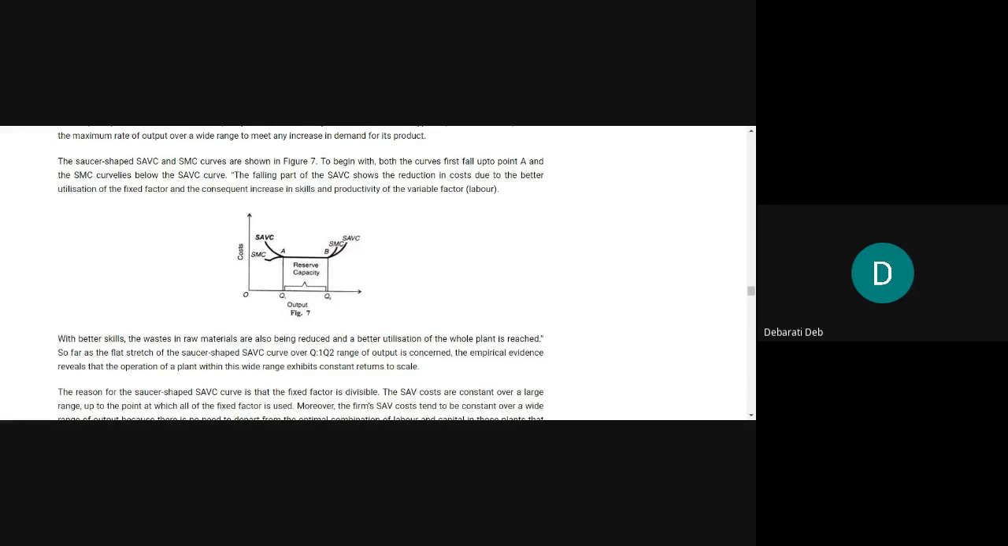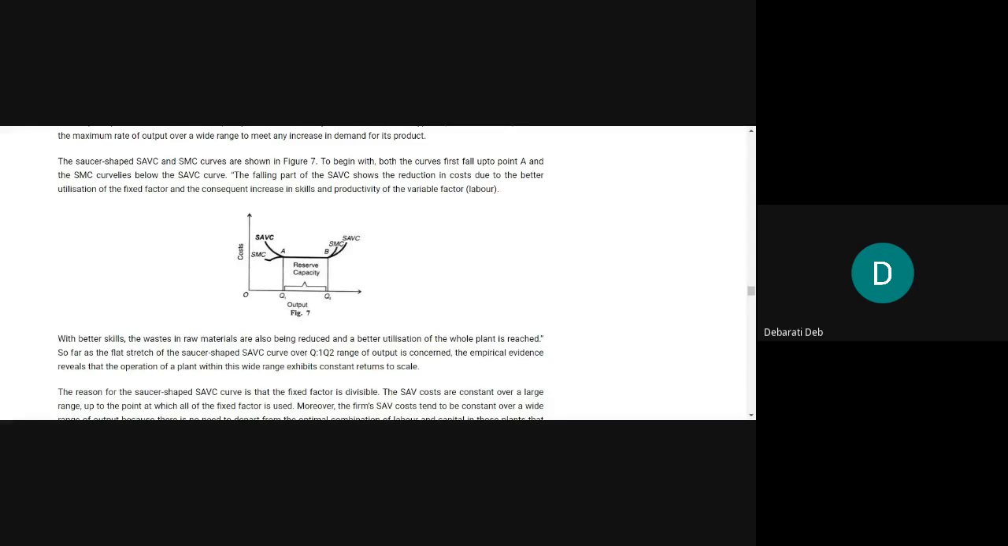Now, the saucer-shaped SAVC and SMC curves are shown in figure 7. The figure which you can see on your screen shows the saucer-shaped SAVC and SMC curves. Draw this diagram in your copy, please. On the x-axis, you will draw output. On the y-axis, you will draw the costs. And draw saucer-shaped curves.